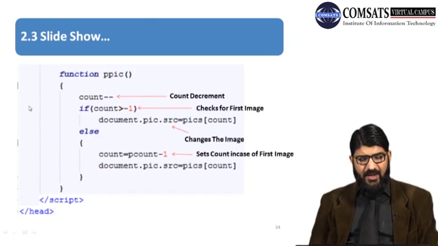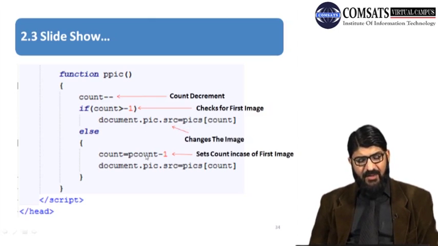Let's see the code onward for the slideshow. The function ppic, that is the counter. So count is decreasing by count minus decrement, and if the count is greater than minus, it checks for the first particular image, then it is going to display document.pic.source.pic count. So it changes the first image.